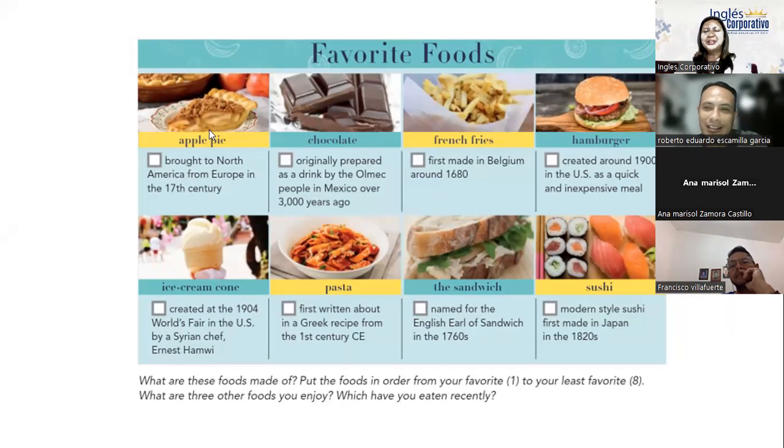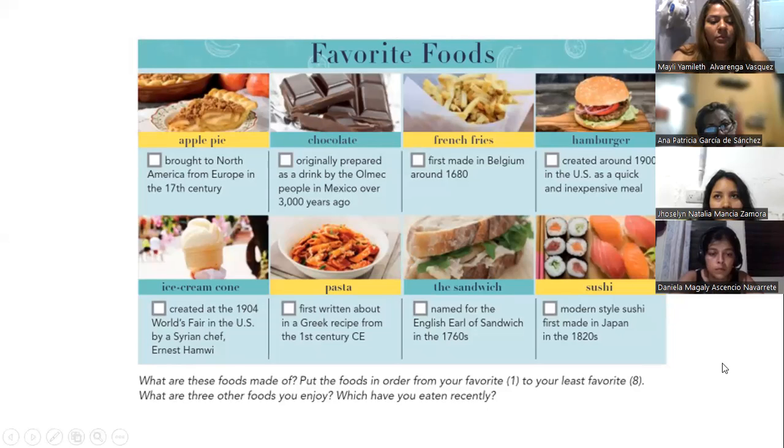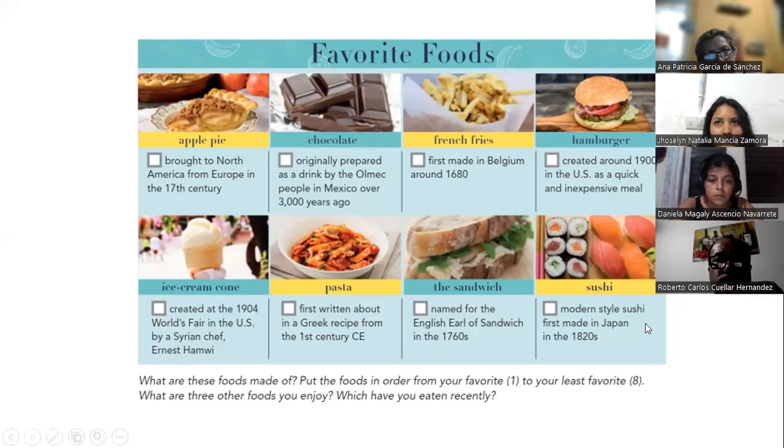Well, we have a lot of food here, delicious food like apple pie, chocolate, french fries, hamburger, ice cream cone, pasta, sandwich, and sushi. Okay. And we have some facts about this food. I need a volunteer to read one. Okay, Francisco, you will read about apple pie.